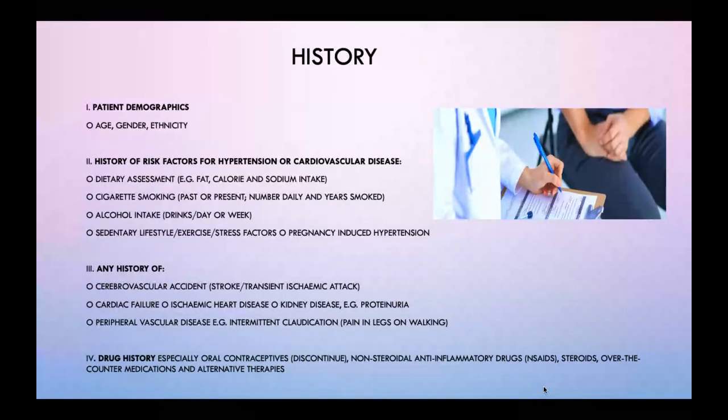and we look for any possible signs of end organ damage: strokes, TIAs, ischemic heart disease, and signs of peripheral vascular disease, for example, intermittent claudication, pain in legs on walking. And the drug history, especially for medications that may lead to an elevated blood pressure, such as oral contraceptives.